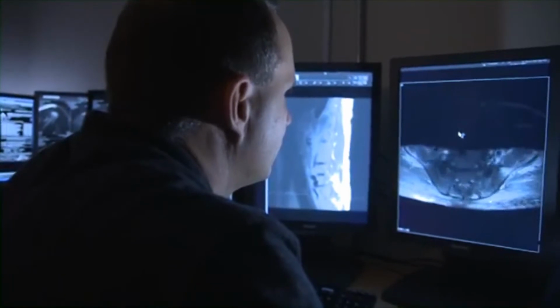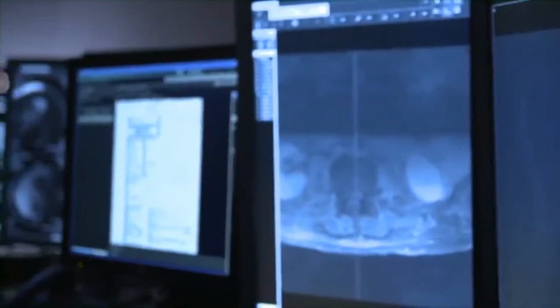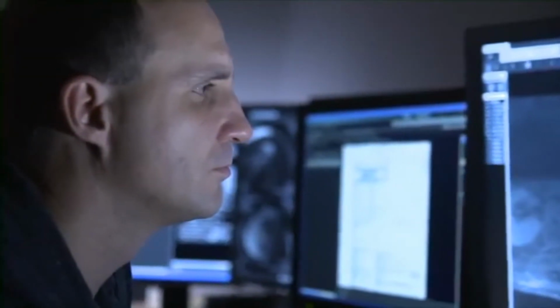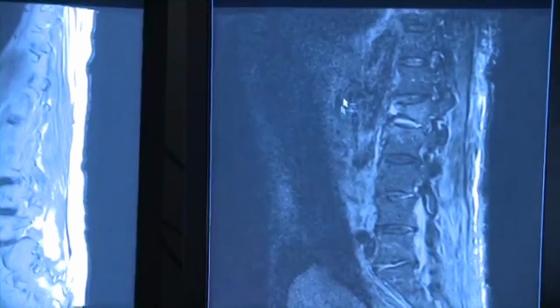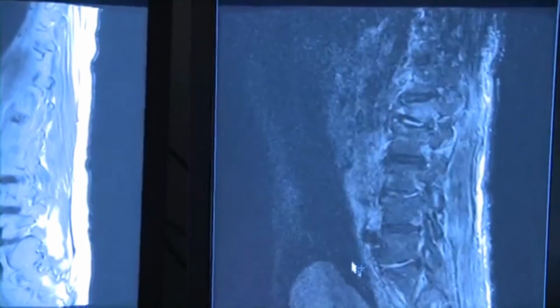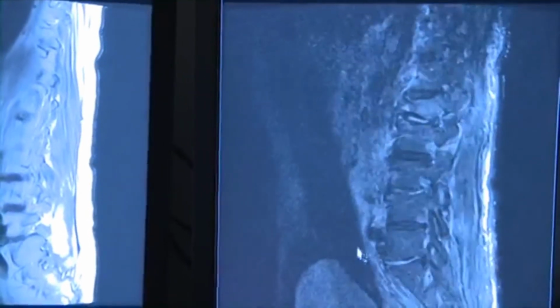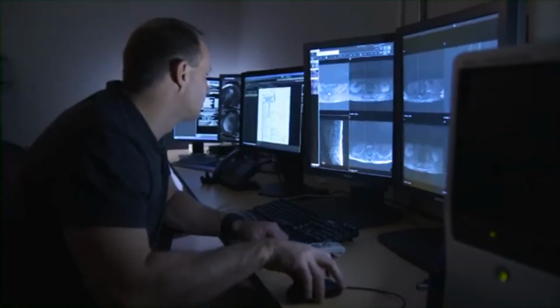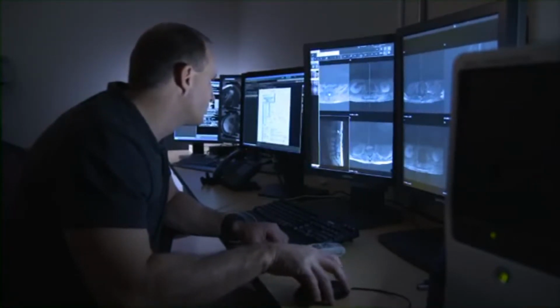Also, the PACS system allows us to convert to a digital environment in terms of the acquisition of the images. So in the case of plain radiography, we can do digital radiography where the images, instead of being on traditional film, are now on plates and are converted instantly into a digital image and instantly sent to PACS.